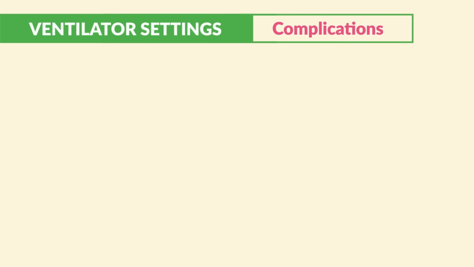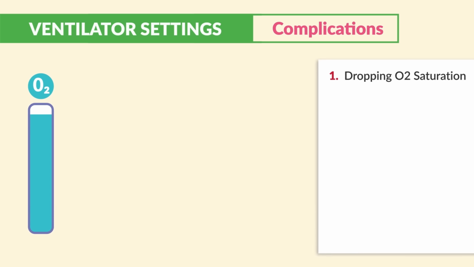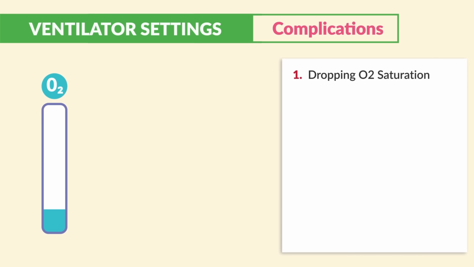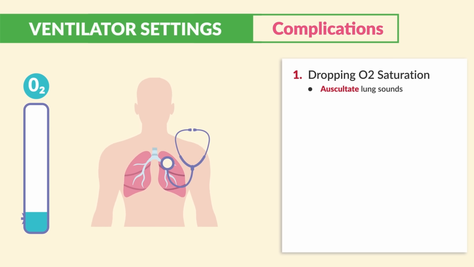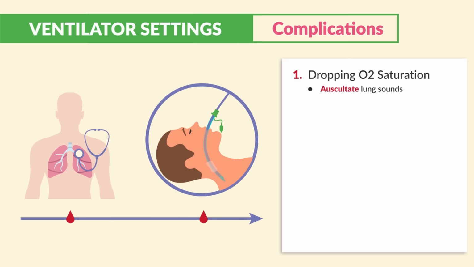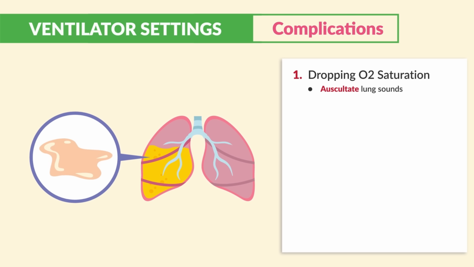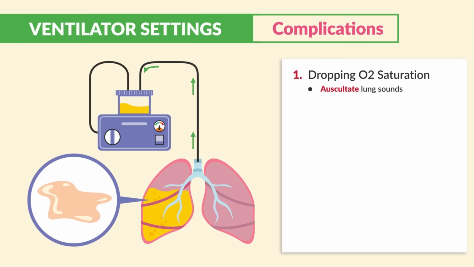Next is complications, and the number one thing is a dropping O2 saturation. You must always assess first. So write this down: auscultate lung sounds. Again, always assess before any intervention to confirm tube placement. If secretions or a mucus plug are the problem, then we simply suction it out.